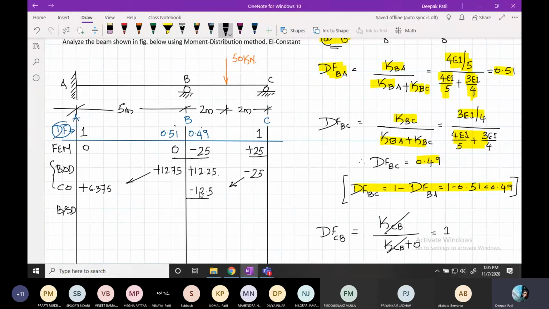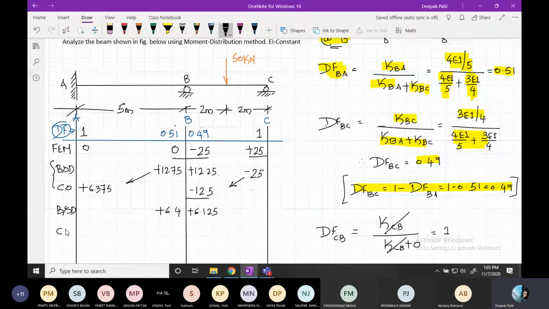Now the net moment at B is minus 12.5. To balance that, how much moment will you apply? Plus 12.5. So plus 12.5 into 0.51, you will get plus 6.4. And plus 12.5 into 0.49, you will get plus 6.125. Are you clear? Okay, right.